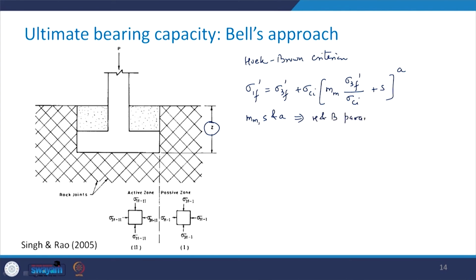This is what is the Hoek and Brown criterion, where this mb, S and A, these are Hoek and Brown parameters, and sigma Ci is what? It is the UCS of the intact rock.